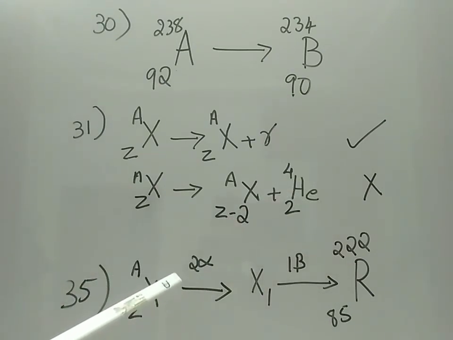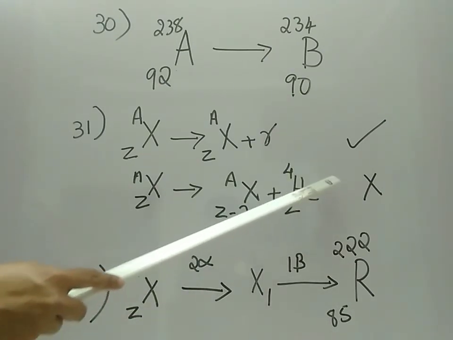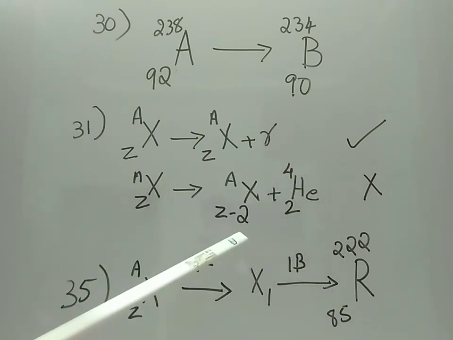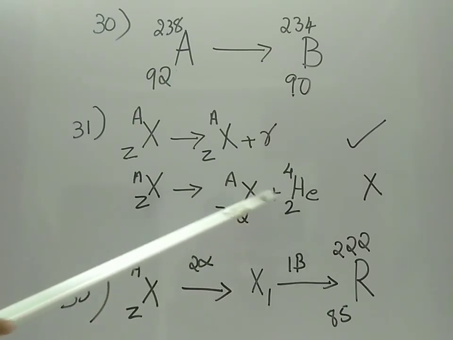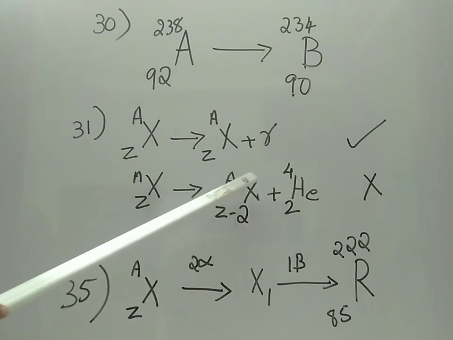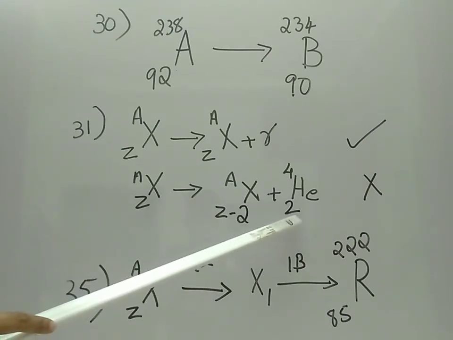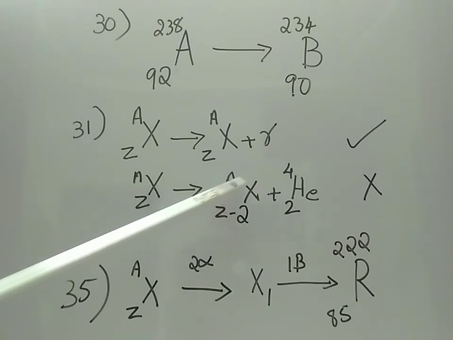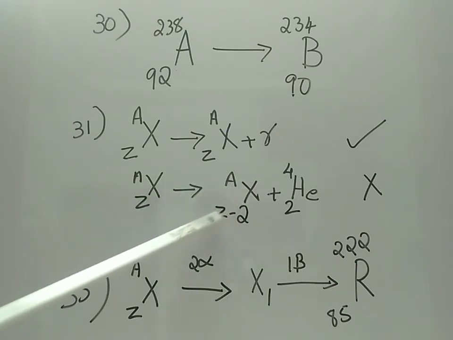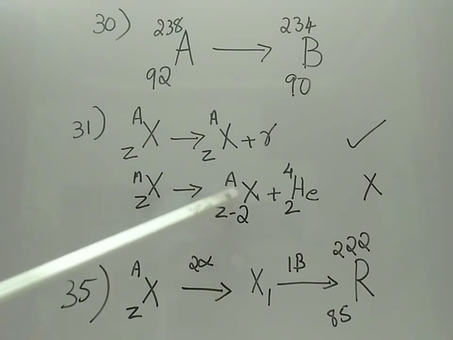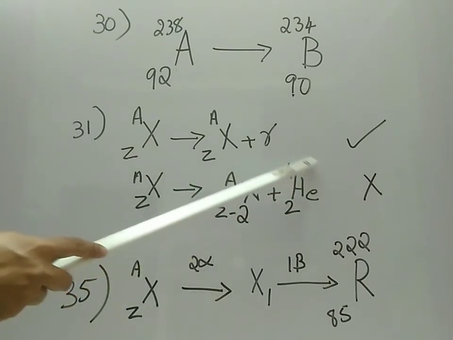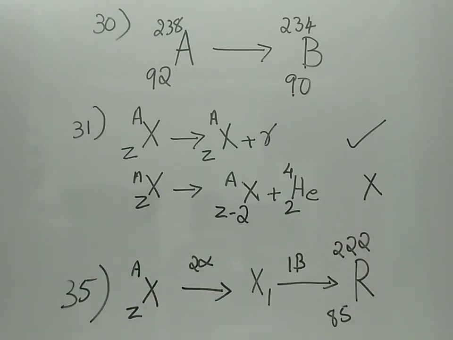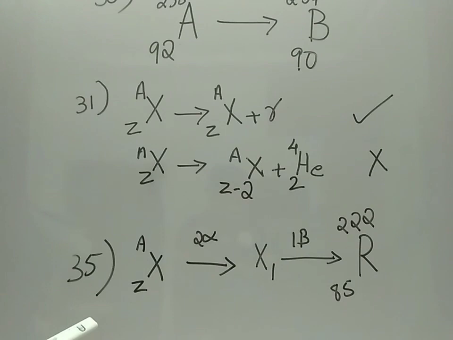Second one: X A Z changes to X A Z minus 2 plus He 4 2. Is it correct or not? You know, He 4 2 means alpha emission is taking place. For an alpha emission, what should happen here? The mass number should be reduced by 4, so here you have to write A minus 4. Z minus 2, this one is correct. So since the mass number is wrong, from this it is clear that this statement is wrong.